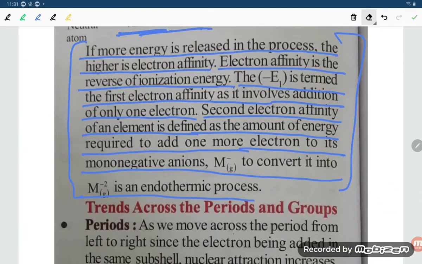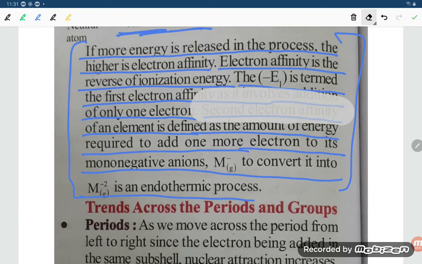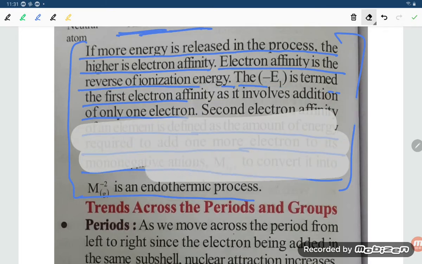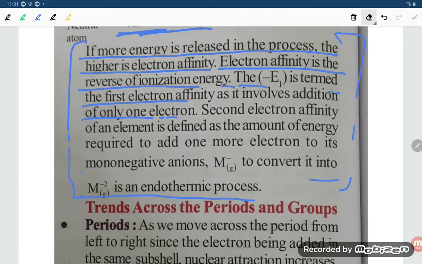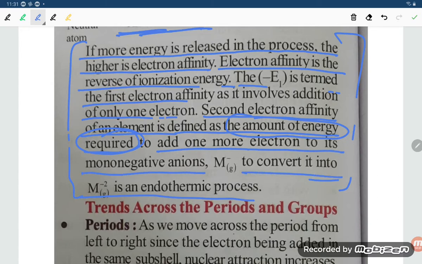Here, when you are adding the second electron, the second electron affinity of an element is defined as the amount of energy required for the second electron. If you are adding the second electron, you need to supply energy to add one more electron to its mononegative anion to convert it into M2 minus, the dinegative ion.